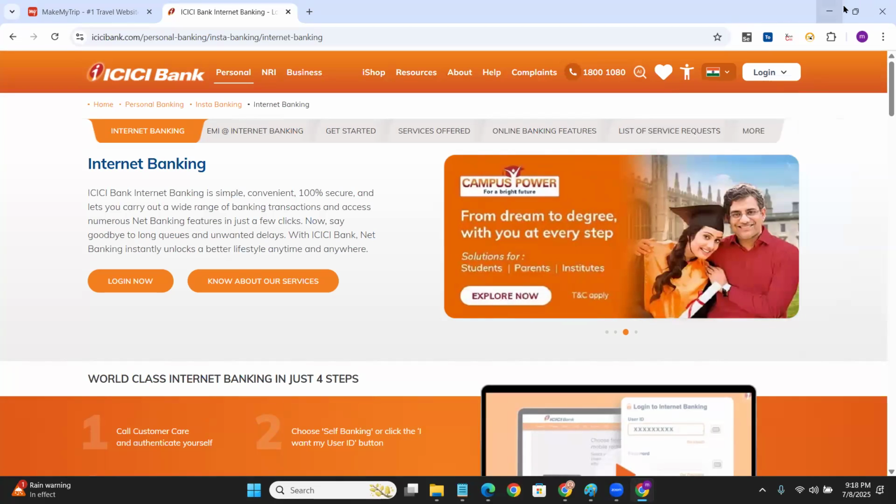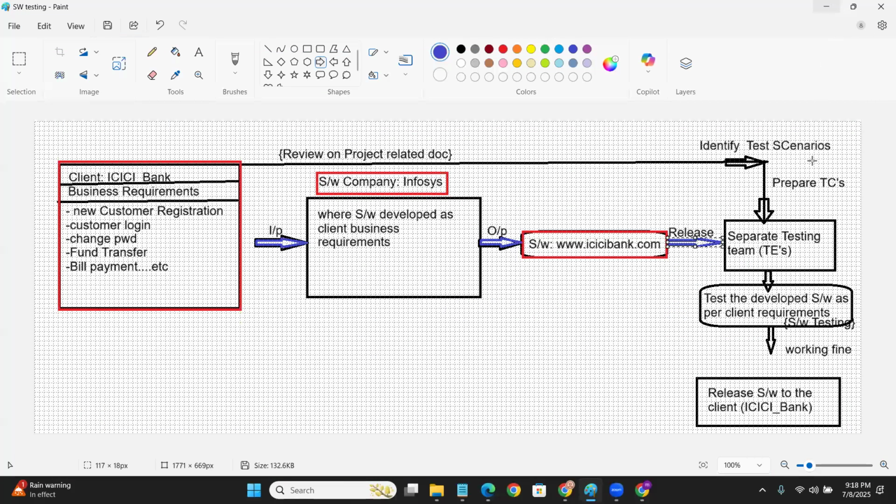So before starting to test the application, we have to take one copy of the requirements. As a test engineer, we have to take one copy of the project-related documents. They will provide it to you. Not only for the developers, they will also provide one copy of the requirement documents for testing. Now you have to study those documents.